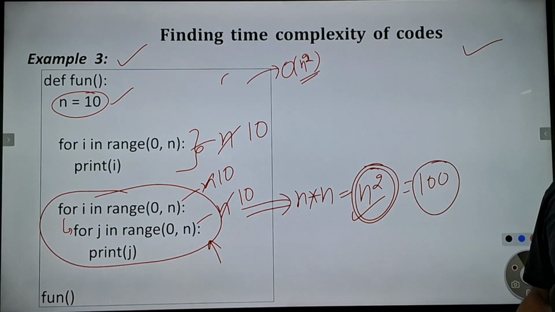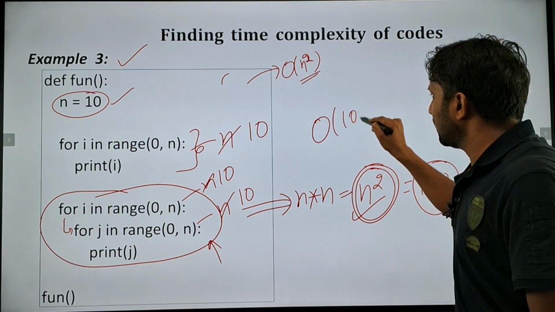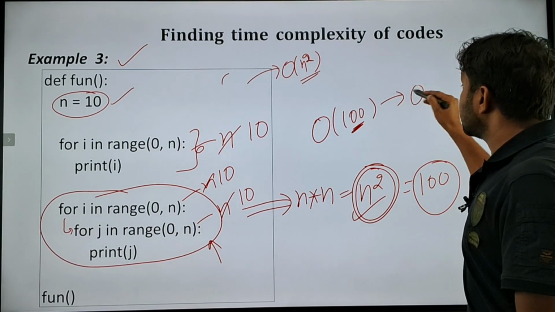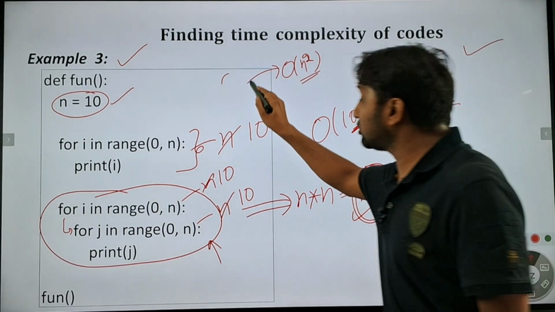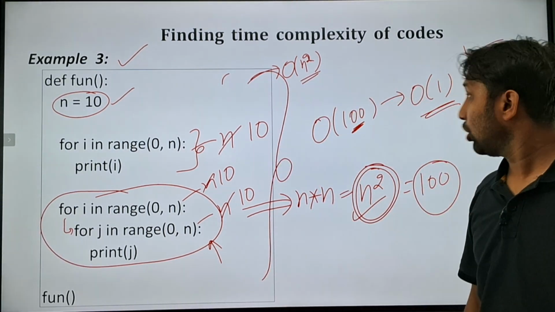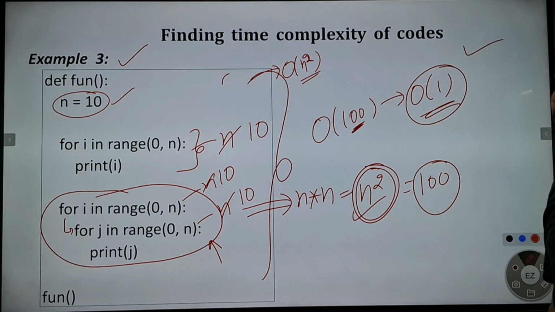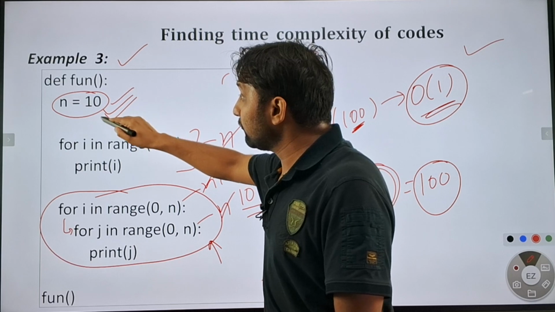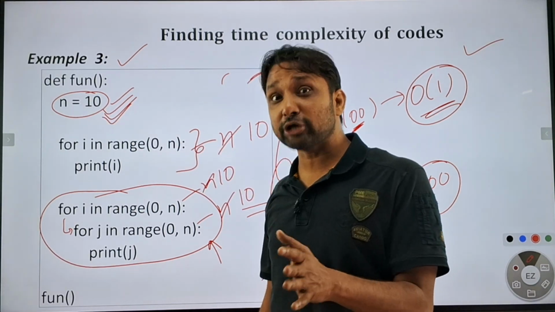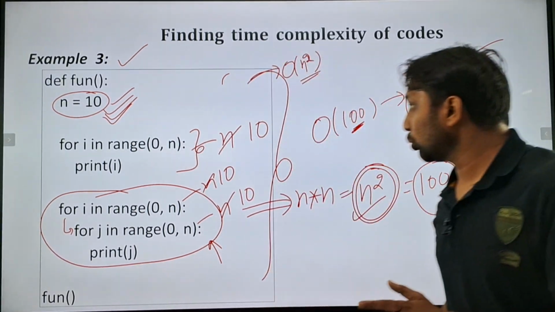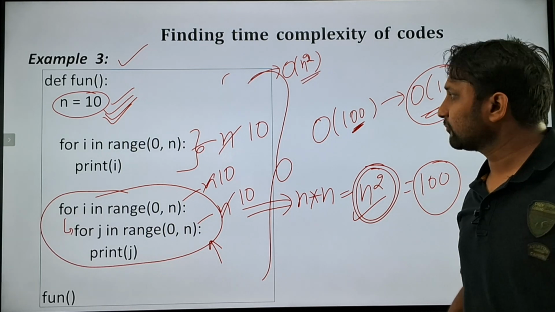So what is the time complexity? Order of 100, which is a constant. So the time complexity for this code right now is constant. Why? Because we have defined the n value as a constant over here. This is the Gate question itself, which I have taken from a previous year.